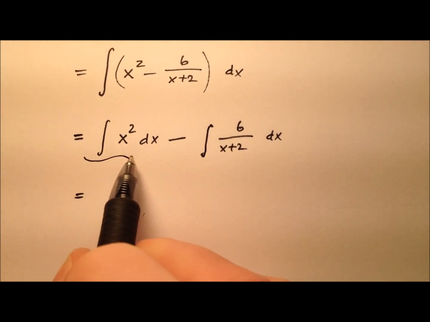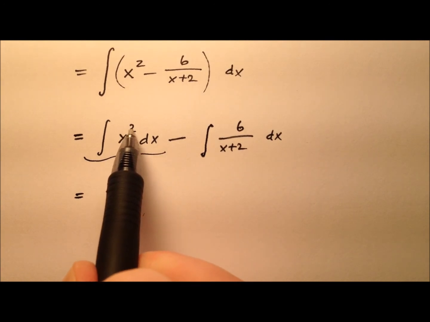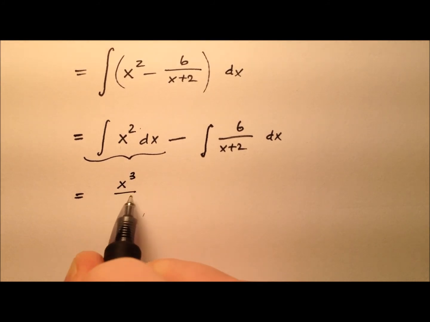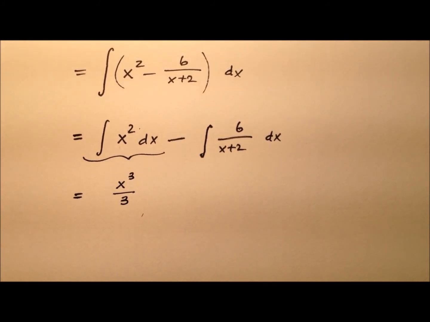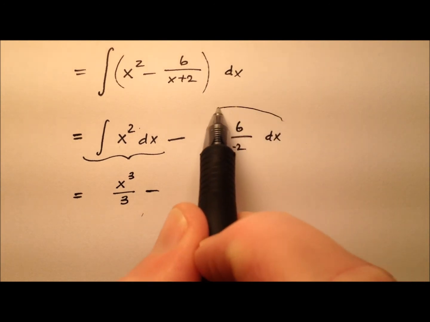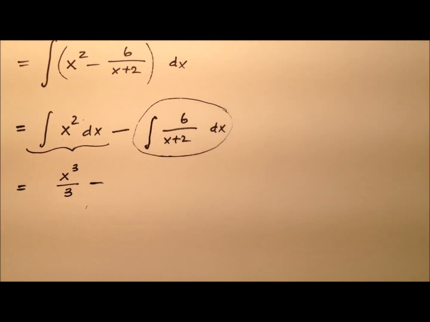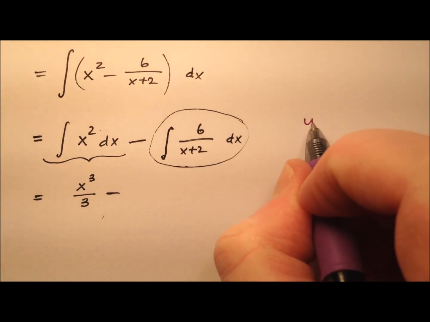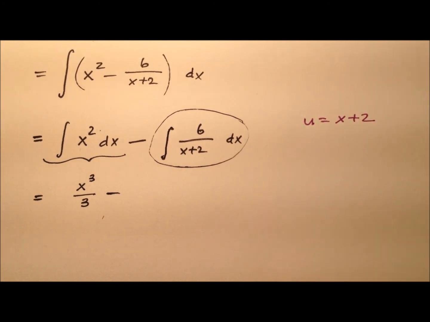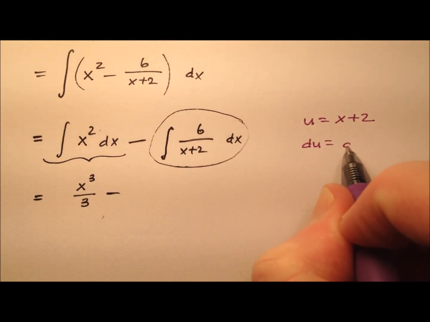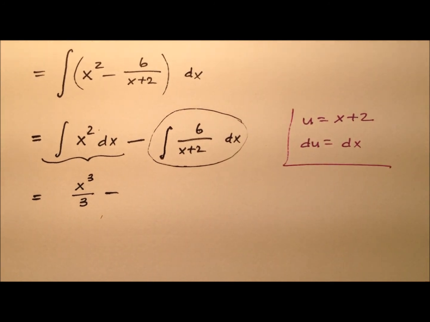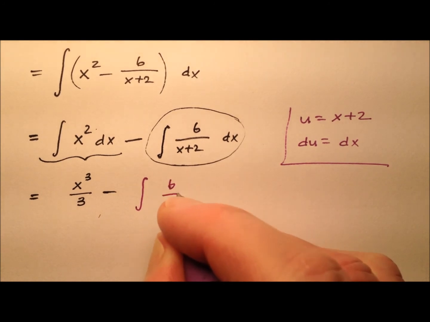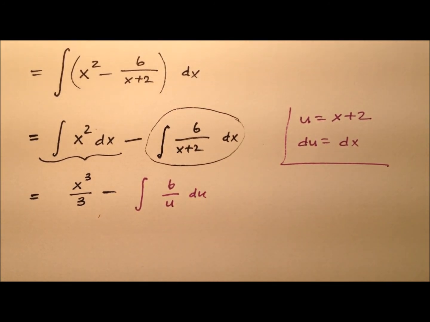So the first one here, the integral of just our x squared, that's pretty easy. We're going to add 1 to the power and then divide by that new power. So this will end up being x cubed over 3, or 1/3 x cubed, minus, and then here we need to discuss this integral. Looks like we could do a quick u substitution on this, and we could say that u equals that denominator of x plus 2, which means du just equals dx. And that's pretty nice, actually. So I could rewrite this integral as 6 over u du.